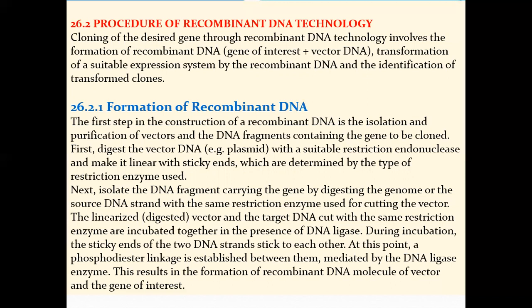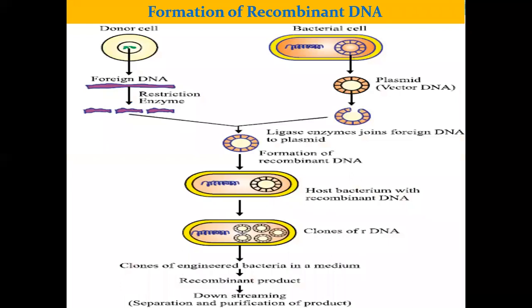The targeted DNA cut and the vector are incubated together in the presence of DNA ligase. During incubation, the sticky ends of the two DNAs stick together. At this point, a phosphodiester linkage is established between them, mediated by the DNA ligase enzyme. This is the formation of the recombinant DNA molecule of a vector and a gene of interest. So here is an example of donor cell, foreign DNA, and bacterial cell.